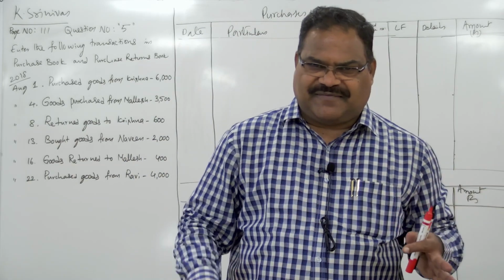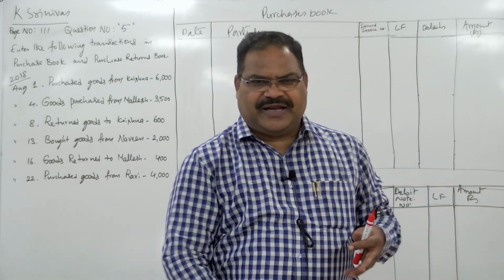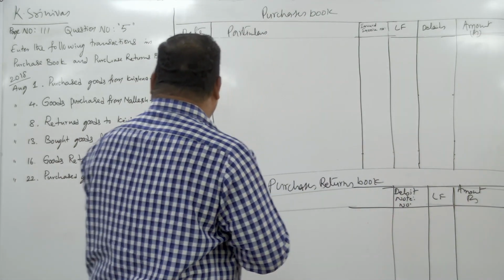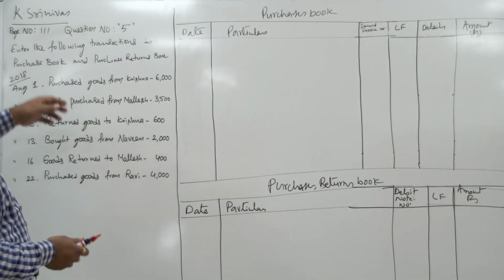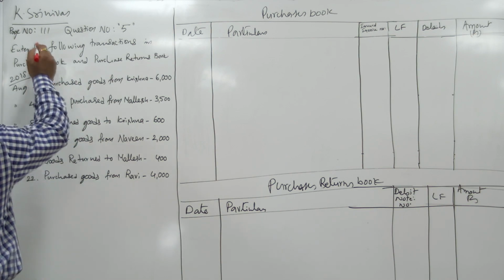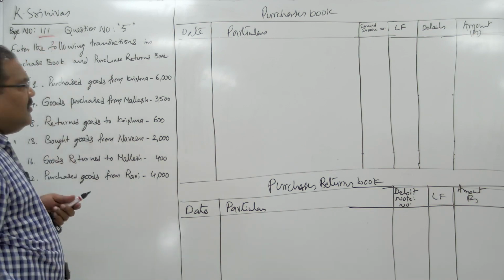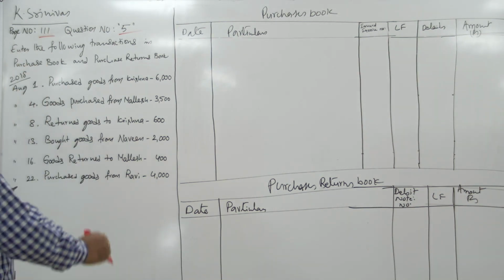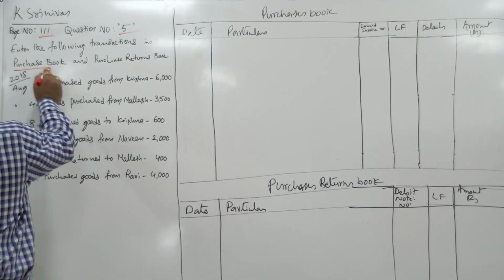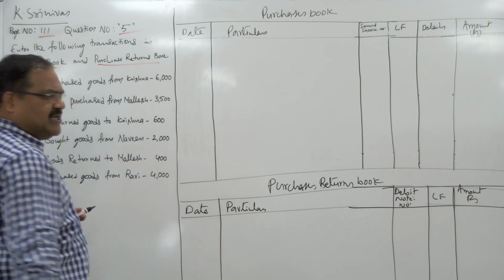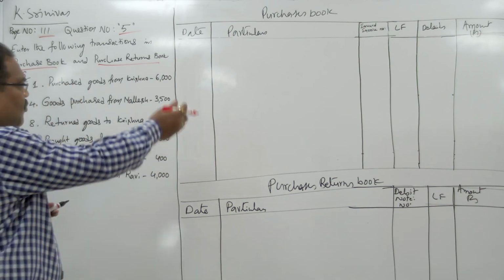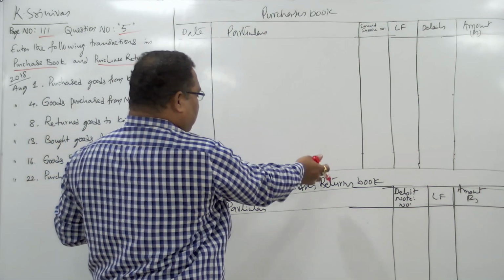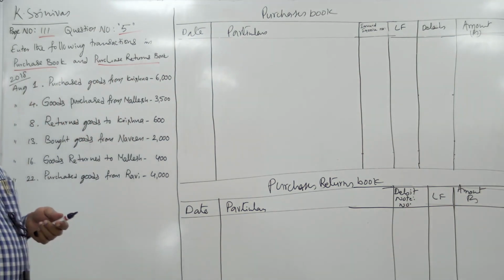The concept is the same. We have no issues. We don't have any problem. And for your information, I have written here the page number is 111. Question number is 5: enter the following transactions in the purchase book and purchase returns book. Both are ready.